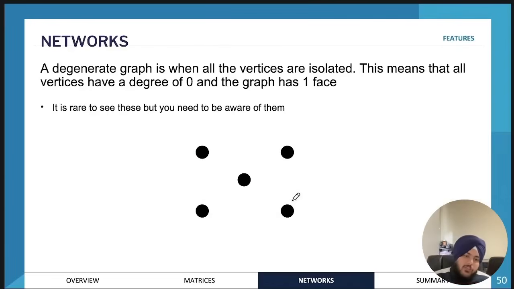Next, we have a degenerate graph. A degenerate graph is one where you just have isolated vertices, no edges. And all the vertices are therefore going to have a degree of 0, and the graph will just have one face.